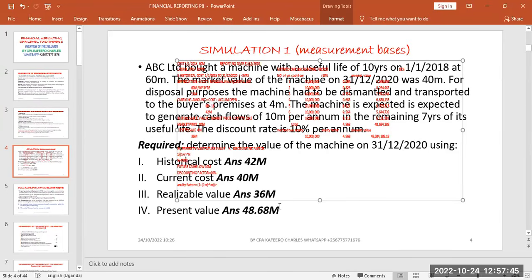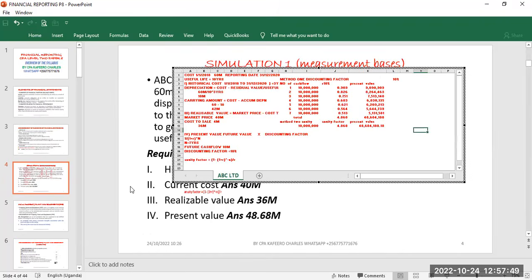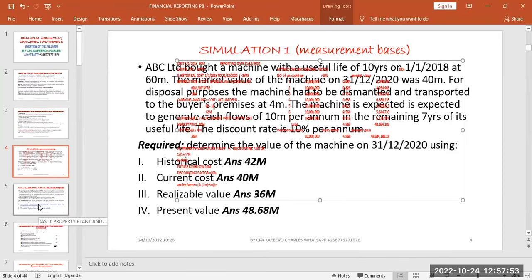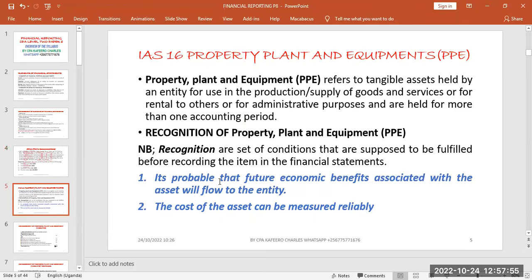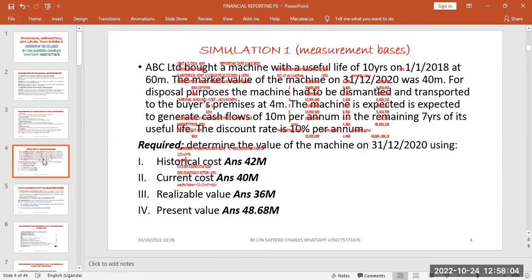So those are the things we are going over. That's how we are going to be seeing them. But the next one we are going to look at is we are going to start our IAS 16, that is PPE, in the next video.